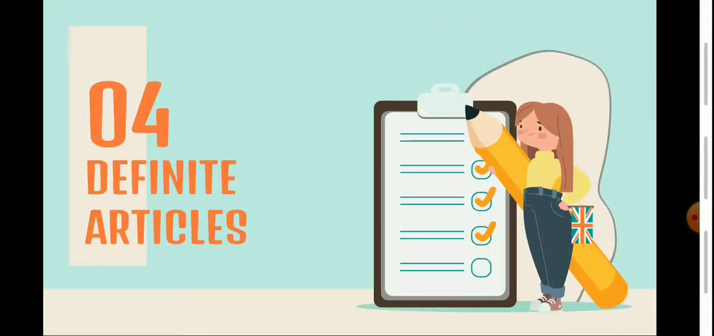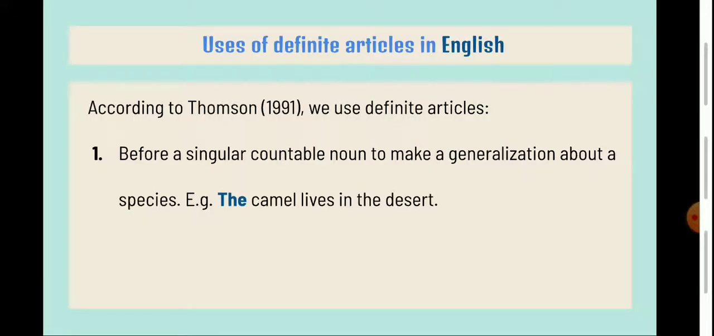Definite articles. When do we use them? Well, in English, we use definite articles before a singular countable noun to make a generalization about a species. For example, the camel lives in the desert. Here, we're making a generalization and saying that most camels or all camels live in the desert.